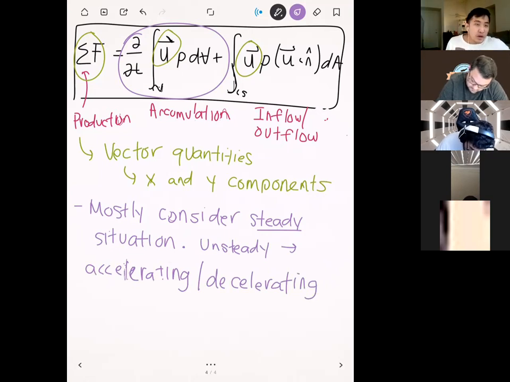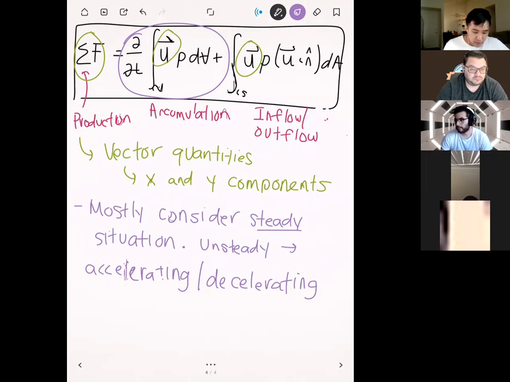If you do have a case where they're accelerating or decelerating, that complicates the math quite a bit, and we have to add some additional terms to account for that acceleration. That's beyond the scope of this class. That's more of a graduate level fluid mechanics topic, so we're not going to cover those things. We're only going to be covering steady situations where either the control volume is fixed in space or it's moving at some constant velocity. Those are basically the only two cases that we can do.